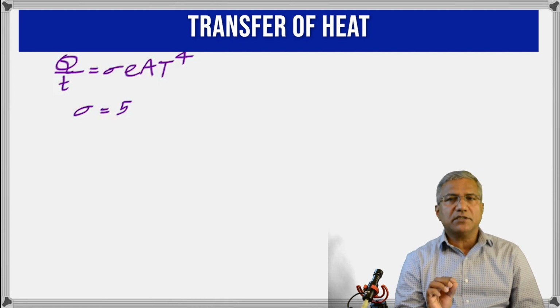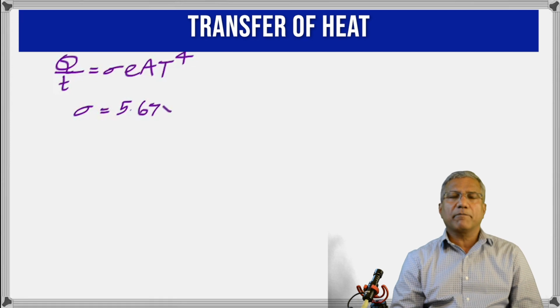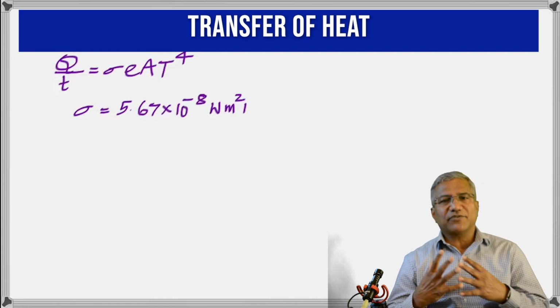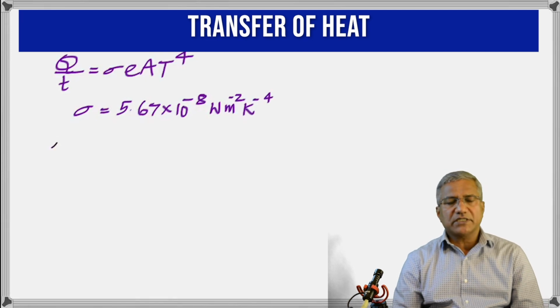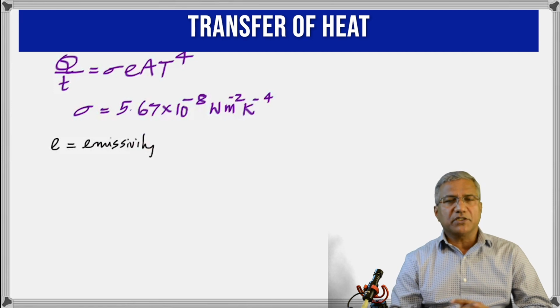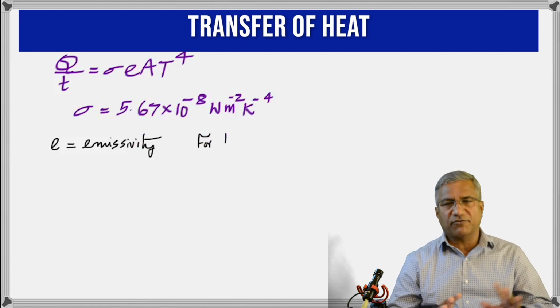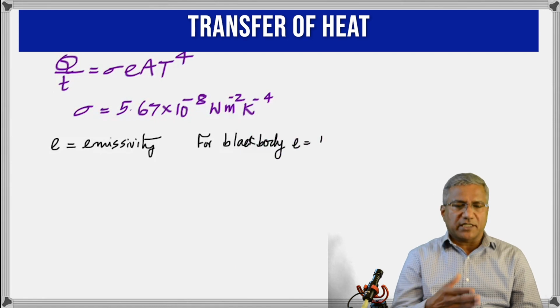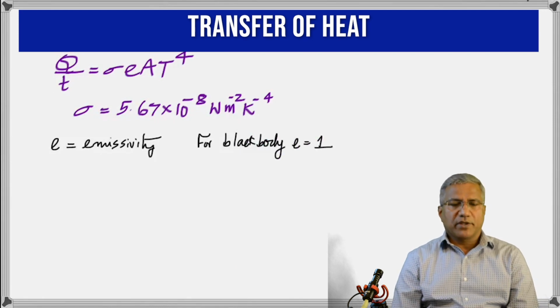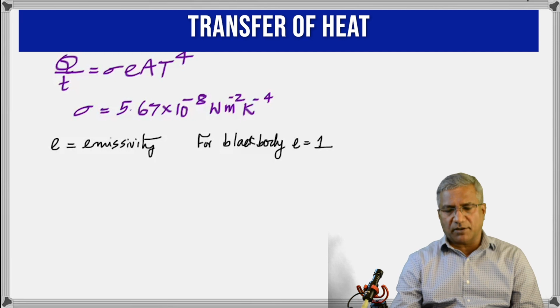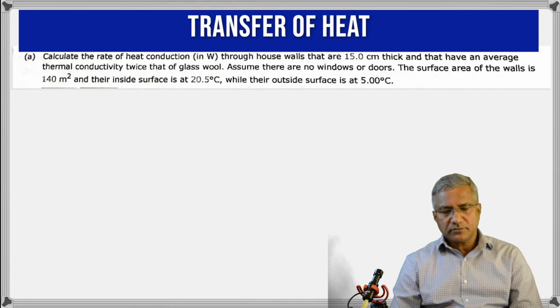Sigma is a constant. It's called Stefan's constant, S-T-E-F-A-N, which is 5.67 times 10 to the negative 8. Units: watt meter raised to minus 2, Kelvin raised to minus 4. Anyway, that'll be given to you, so you don't have to worry about that. Again, here, emissivity, E. For a black object, a black body, E is 1. And for a white polished object, E is 0.